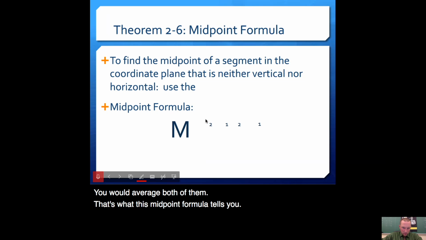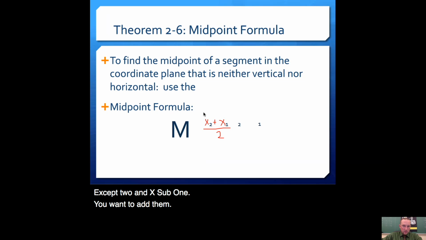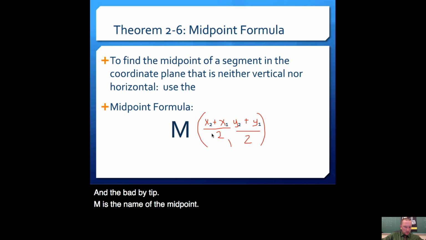For whatever reason, it didn't copy over. But you have two x's, x sub 2 and x sub 1. You want to add them and divide by 2. There's also two y values. You want to add them and divide by 2. M is the name of the midpoint. There's an x coordinate and a y coordinate.